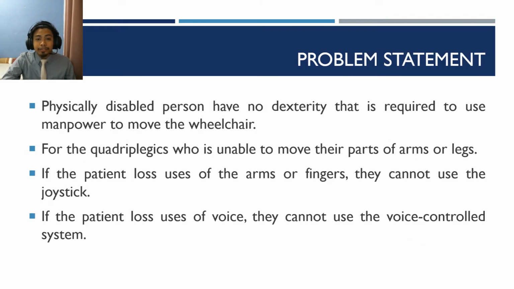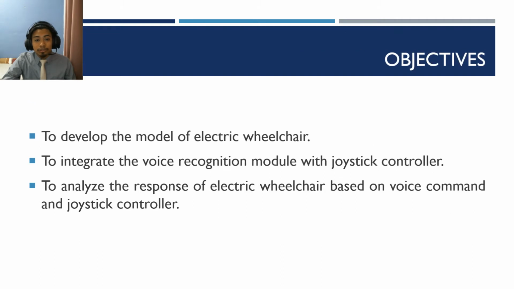Next, in the problem statement, most physically disabled persons do not have the dexterity required to use manpower to move the wheelchair and must use the joystick controller on the armrest of the electric wheelchair. The problem arises as a drawback for quadriplegics who are unable to move parts of their arms and legs. If the patient loses use of the arms or fingers, they cannot use the joystick. Meanwhile, if the patient loses use of voice, they cannot use the voice control system featured in the wheelchair.